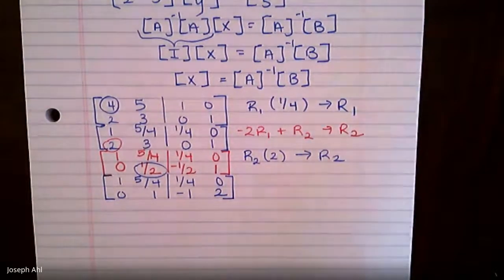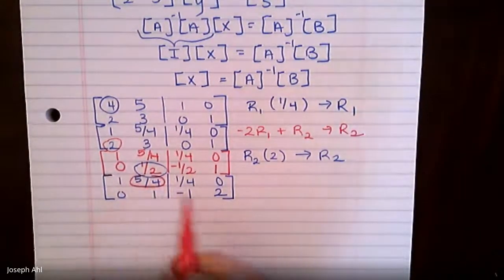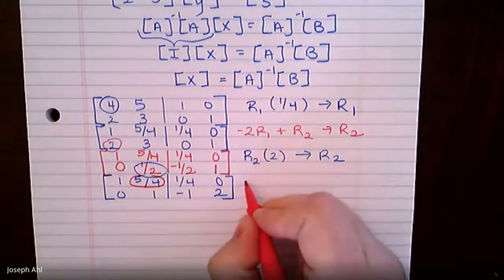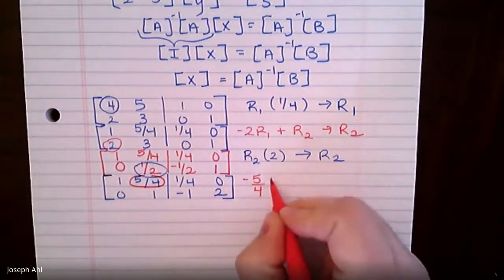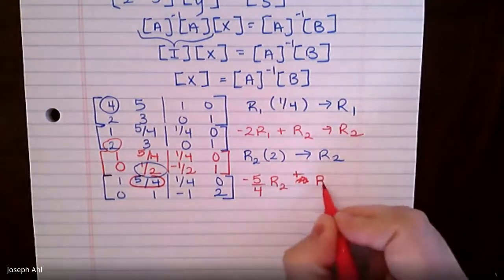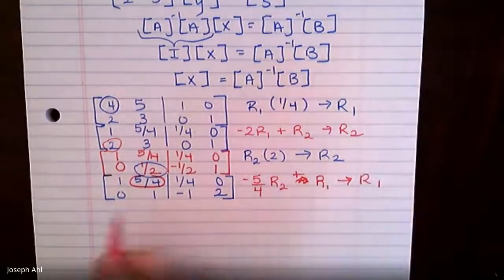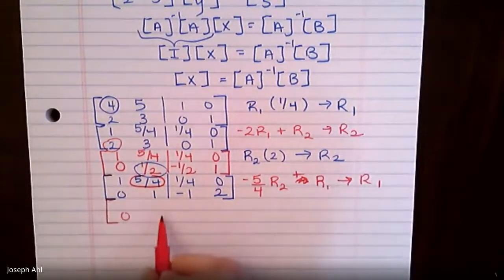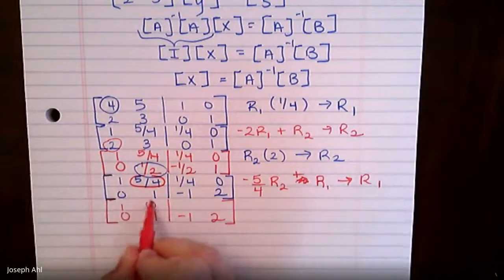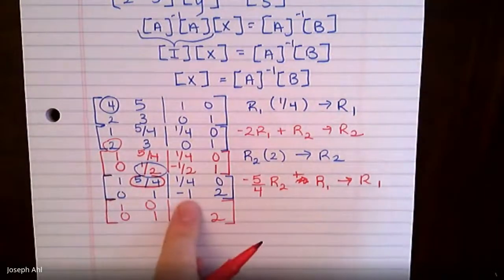And we've got one step to go to find the inverse. Change that 5/4 into a 0. So I'm going to do -5/4 times the bottom row. Oops, not change, plus R1. That's going to be the new row 1. So row 2 stays the same. Top row is now 1, 0. That was the whole goal.